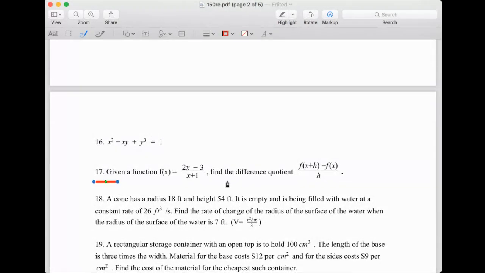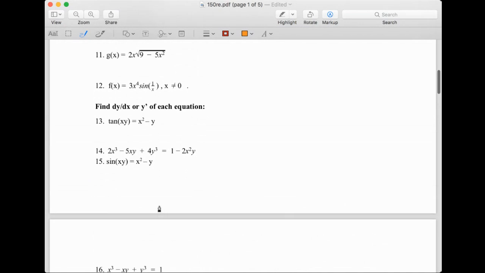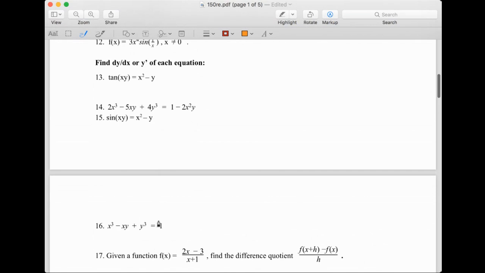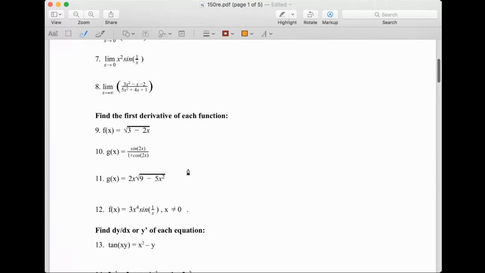Right, for 17 also, find the difference quotient. This basically is algebra, not even calculus. But we know in calculus, in the definition of the derivative, we use this difference quotient. So this is basically algebra. You can change the function to be another function, then go through this difference quotient to practice. For implicit differentiation, change the expression around to see what's going to happen. Change the questions around yourself.